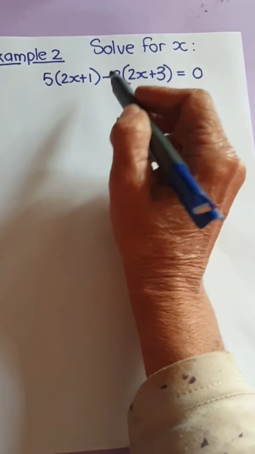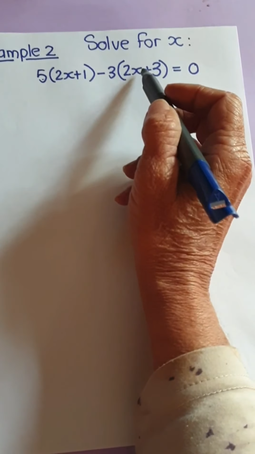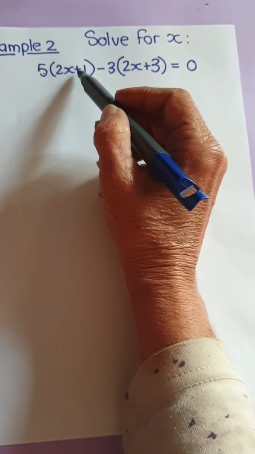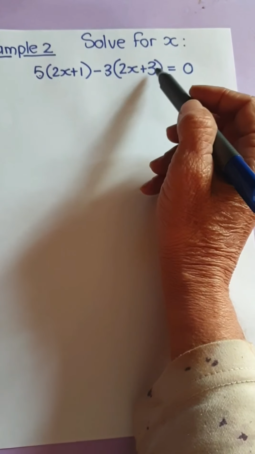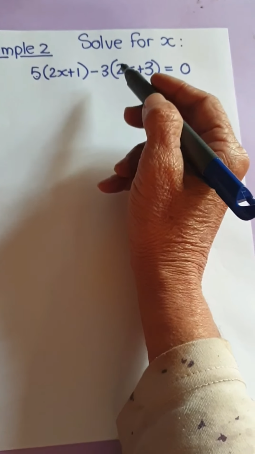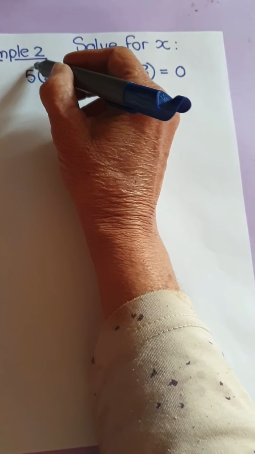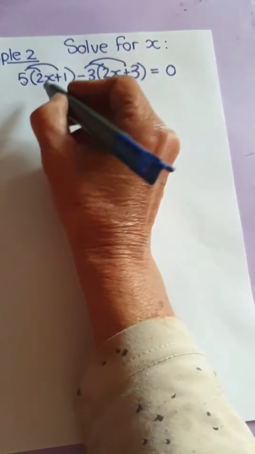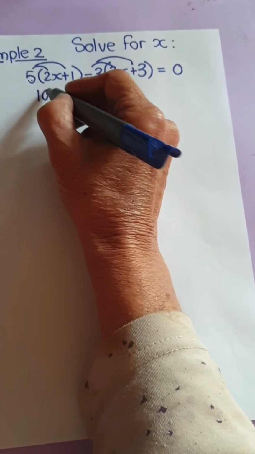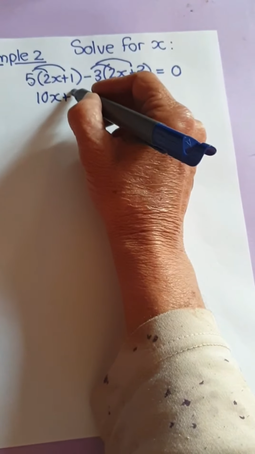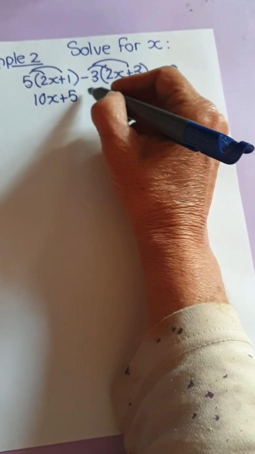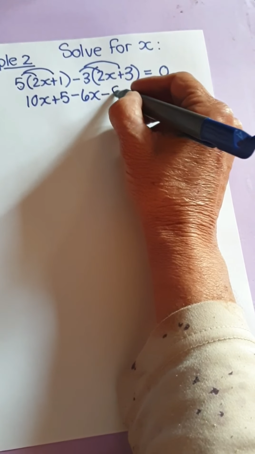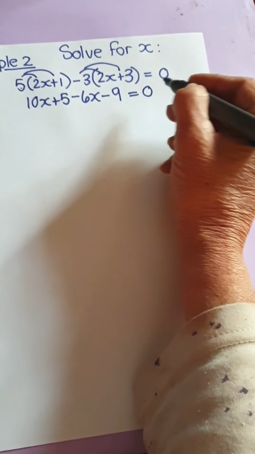But on the left-hand side, I must first simplify the left-hand side, which is an expression. On the left-hand side, I have to multiply 5 with the bracket, and negative 3 with the bracket. So we're going to distribute. So let's do that and see what we get on the left-hand side. Let's distribute 5 into the bracket and negative 3 into the other bracket. Then we get 5 times 2x is 10x. Plus 5 times 1 gives me 5. Negative 3 times 2x gives me negative 6x. And negative 3 times plus 3 gives me negative 9. And on the right-hand side I have 0.